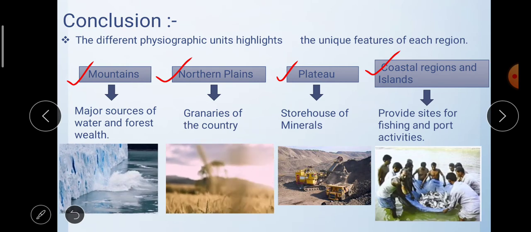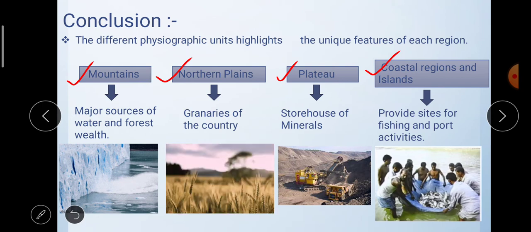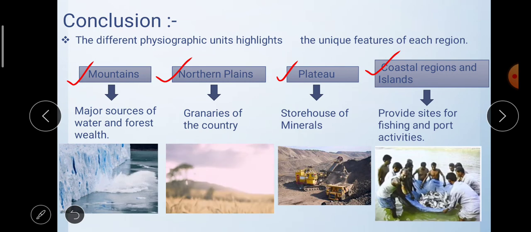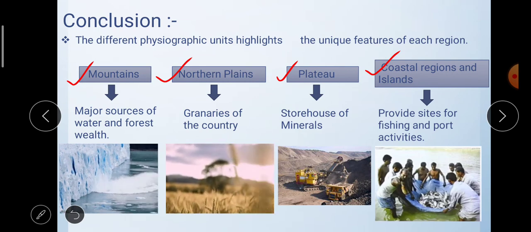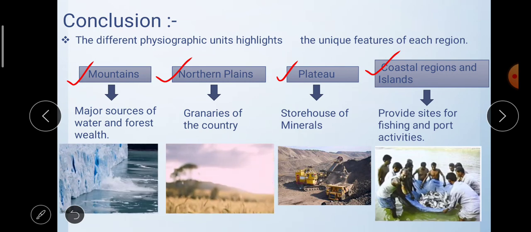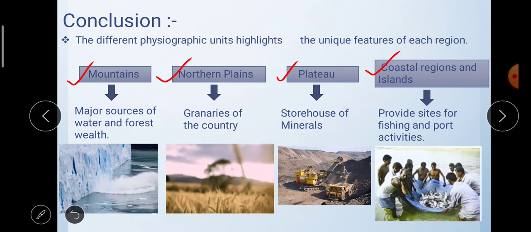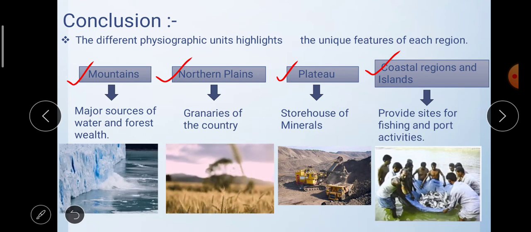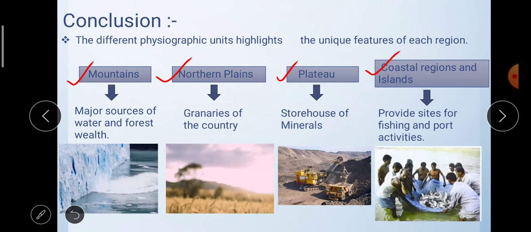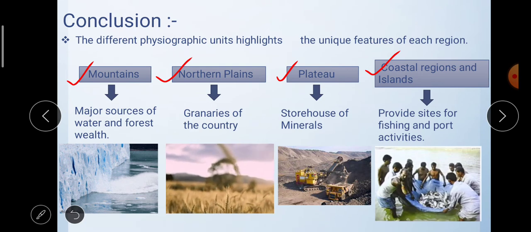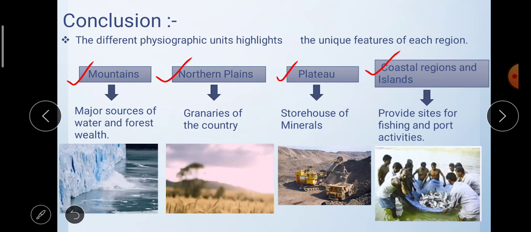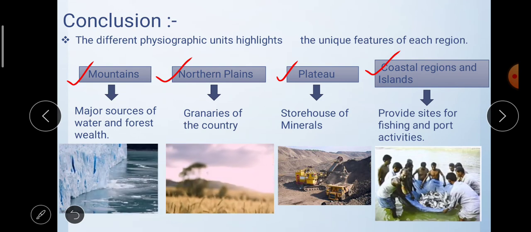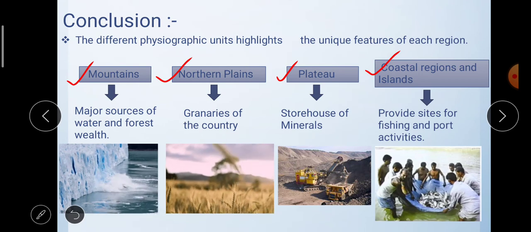Next is the northern plains. They are the greeneries of the country, from where we get greens. We can say the northern plains are the food factory of our country. Next is the plateau, the storehouse of minerals, the area from where we extract minerals. Next are the coastal regions and islands. They provide sites for fishing and port related activities, means areas where fishermen can do fishing and port related activities.